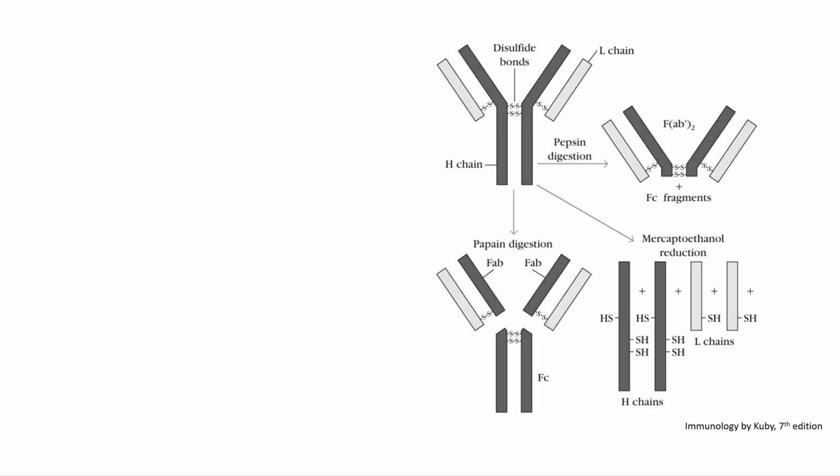In the last video we learned about its structure, and today we are going to deal with its function. As you remember from the last video, this is the basic structure of an antibody that consists of a heavy chain, this dark colored, and this light colored is the L chain.